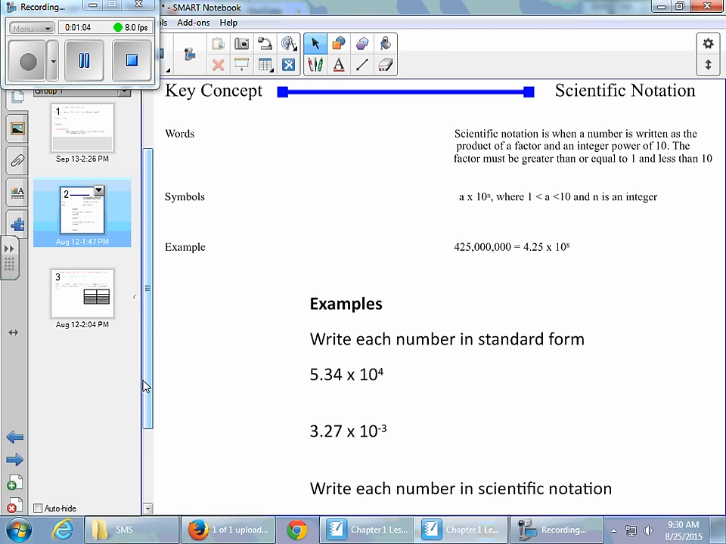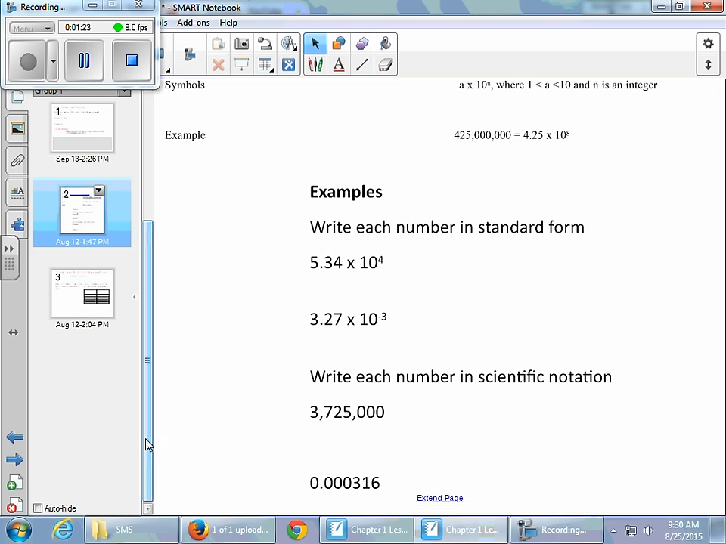As you notice, there's only one number to the left of the decimal, and that number has to be greater than 0 but less than 10. So basically it has to be 1 through 9 left of the decimal. All right, we're going to do some examples now.